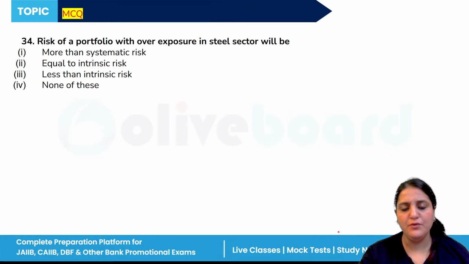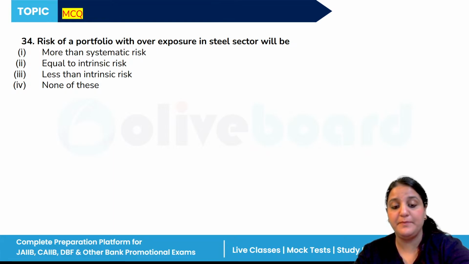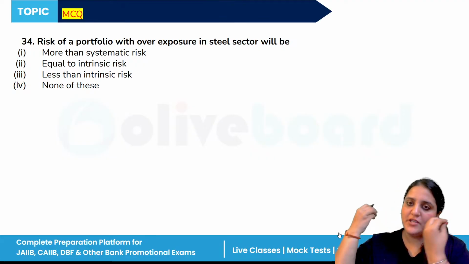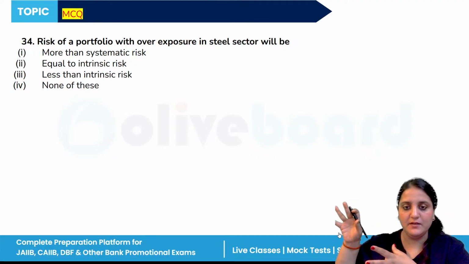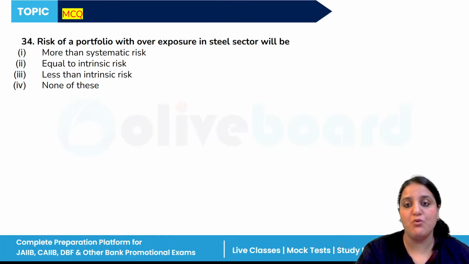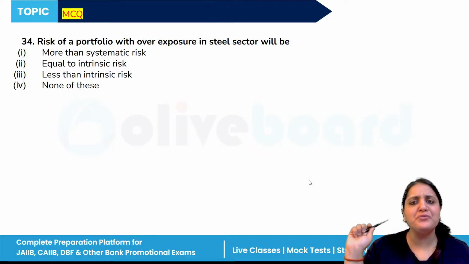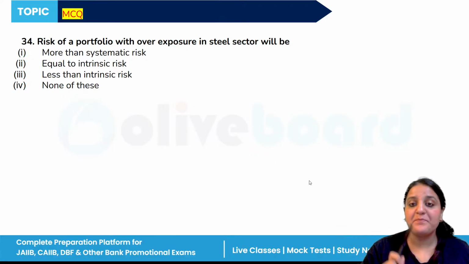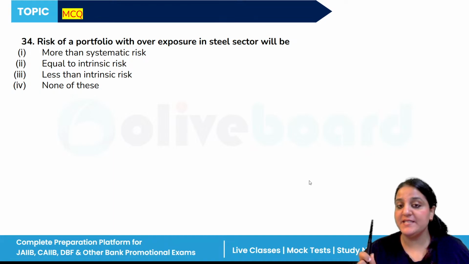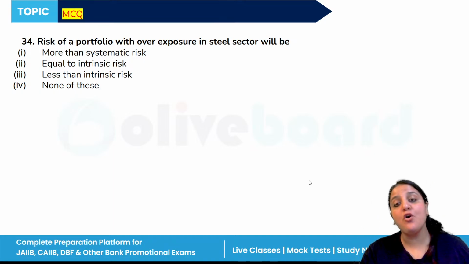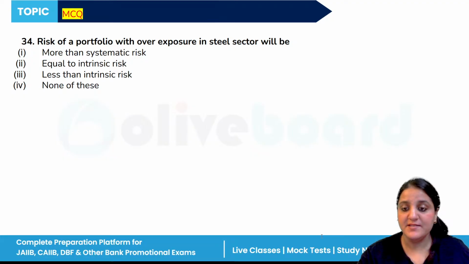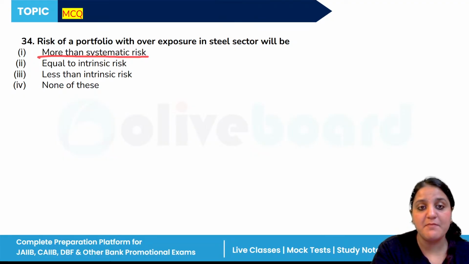Risk of a portfolio with overexposure in the steel sector will be... Suppose a bank is giving loans only to the steel sector, so that is always more than systematic risk. Why? Because systematic risk is market-wide and cannot be diversified. But if the bank is only giving exposure to the steel sector, that adds unsystematic risk, which increases the total portfolio risk beyond the systematic risk. So it is more than the systematic risk.